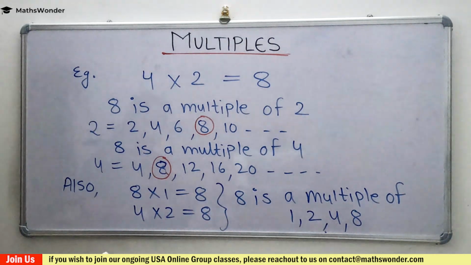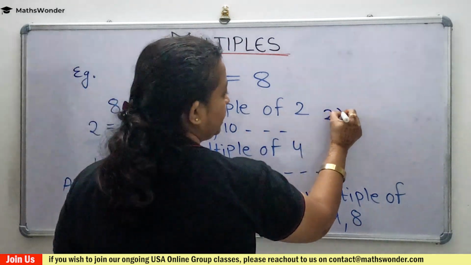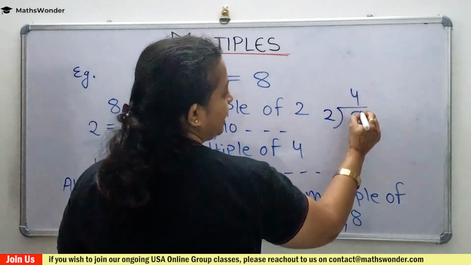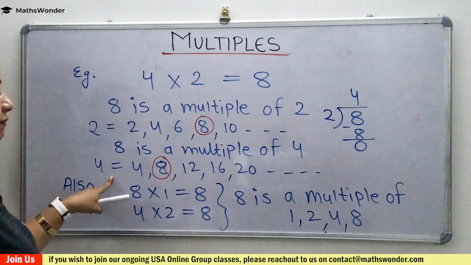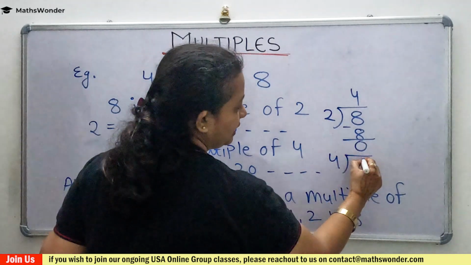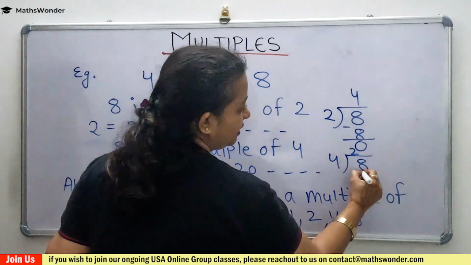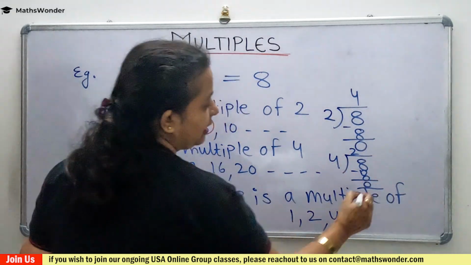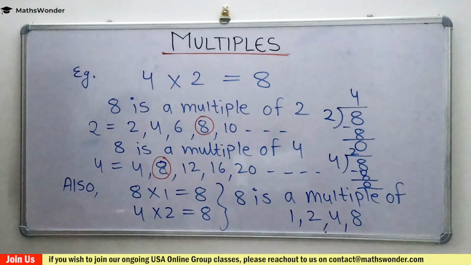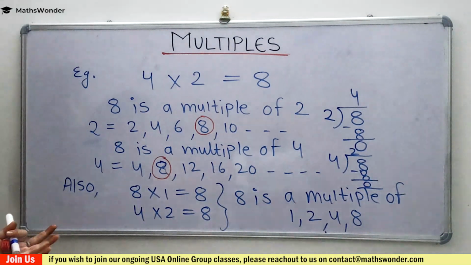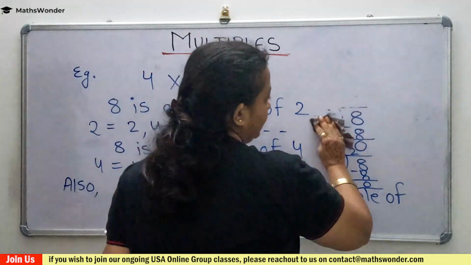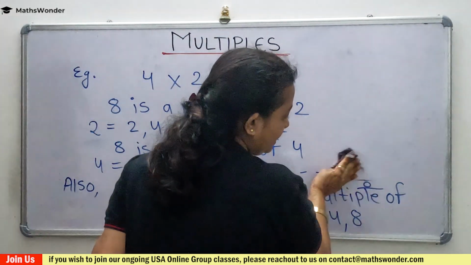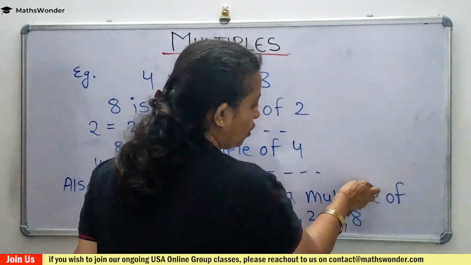So whenever you divide 8 by 2, you will get 4, and the remainder is 0 in this part. Same, when you divide 8 by 4, it will give remainder 0. That means it's proved. Whenever you divide it, you will get 0 as a remainder.